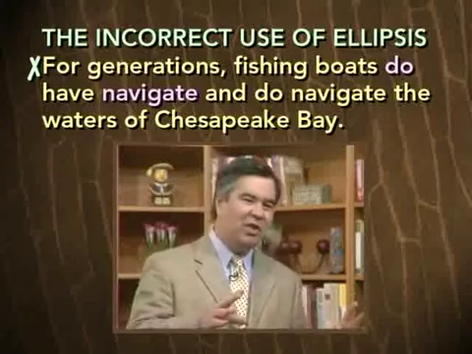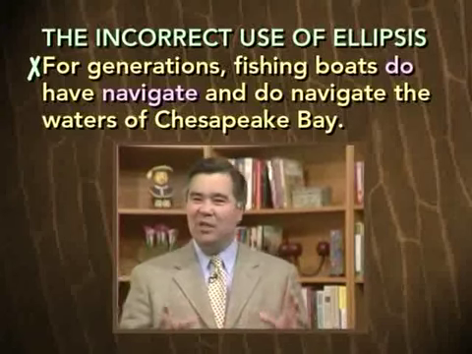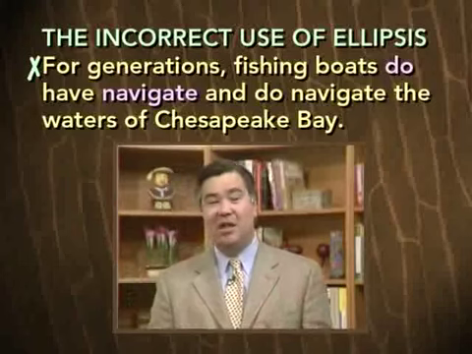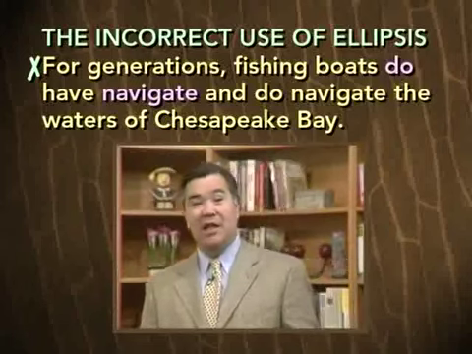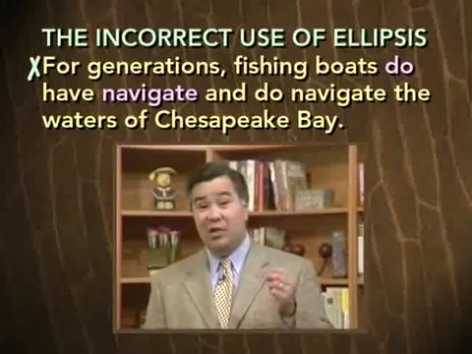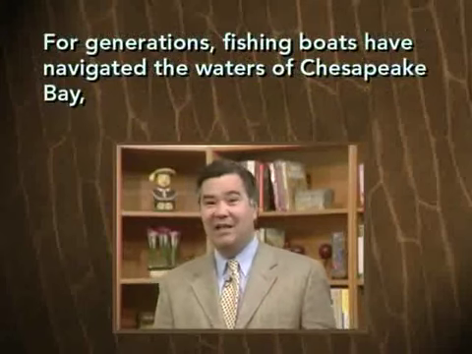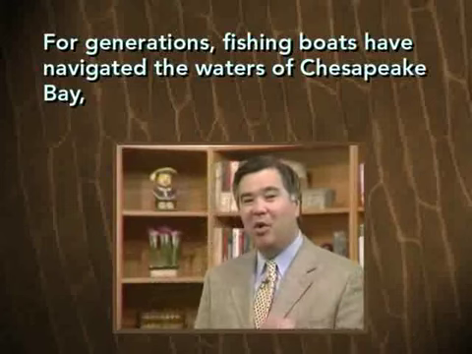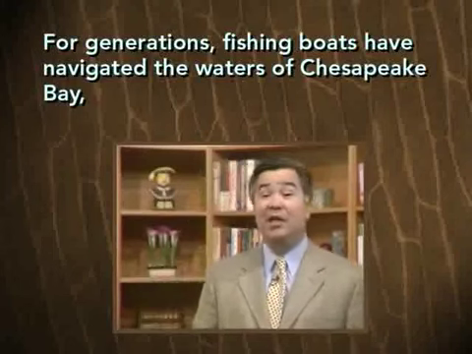You see, when you try to insert those words, do navigate, into the first part of the sentence, we see it doesn't really work. The reason being that the same words don't work in the two clauses. Remember that with the helping verb have, you need to use the past participle form of the verb navigate, namely navigated. So the first clause here would have to read, fishing boats have navigated the waters of Chesapeake Bay. So inserting the same omitted word navigate doesn't work in that first clause. And that's an example of how ellipsis can go wrong.